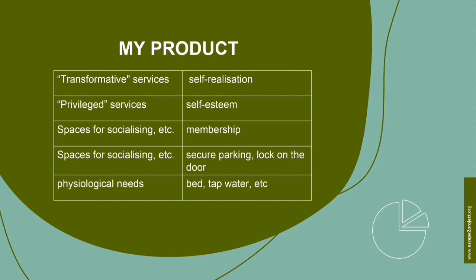Continuing with my product, here we have a table with contents that we can relate. Transformative services, self-realization, privileged services, self-esteem, spaces for socializing, etc., memberships, or secure parking, etc. Physiological needs like bed, tap water, etc.